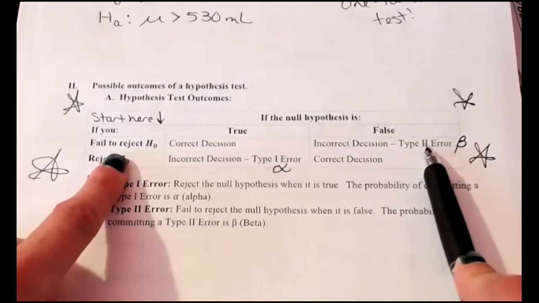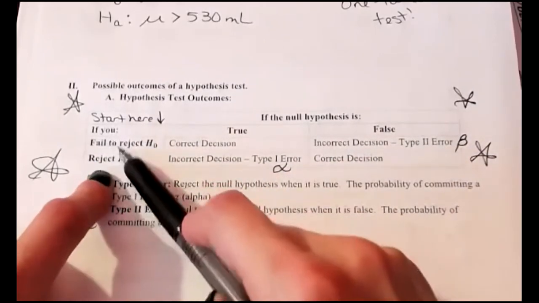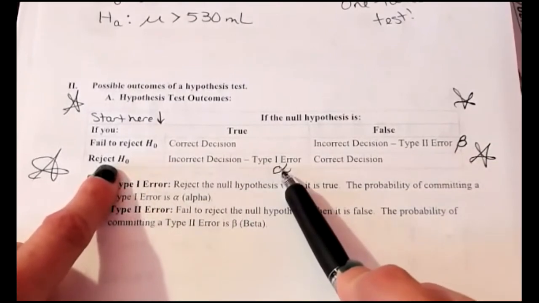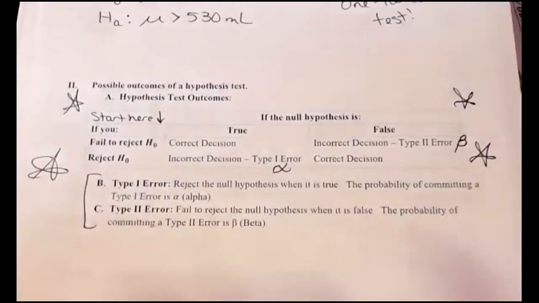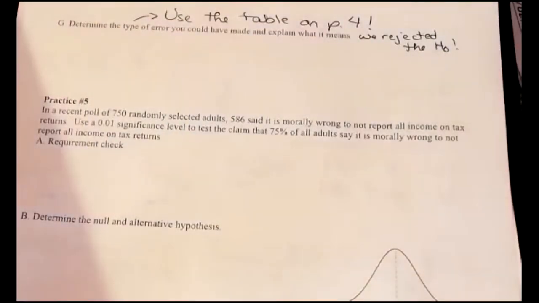So anytime you see this particular question, go back to the chart. Then choose which one you did, and you could be like, oh, okay, I made a type 1. I could have made a type 1 error. So let's write that out. And that was page 4 of your notes.